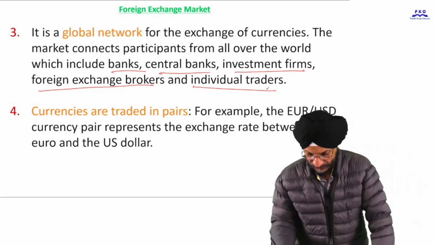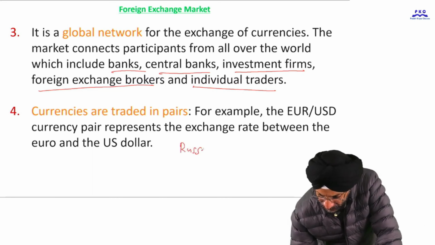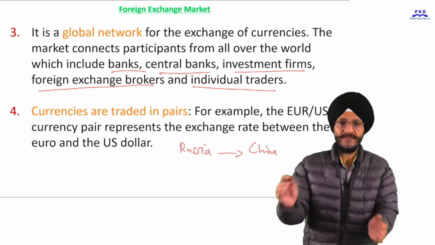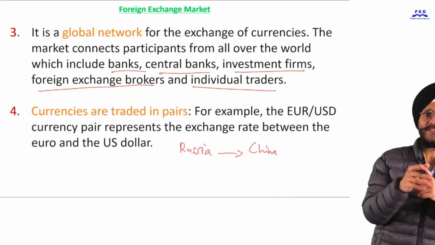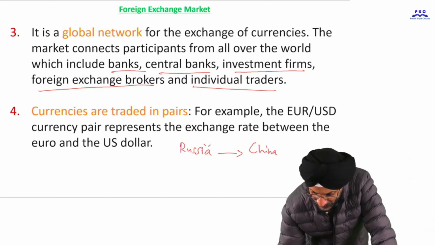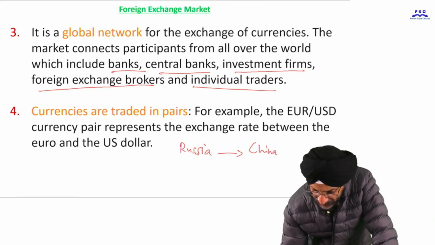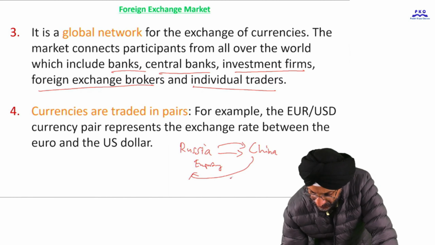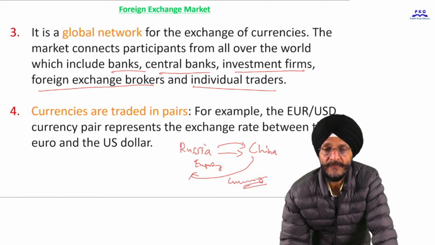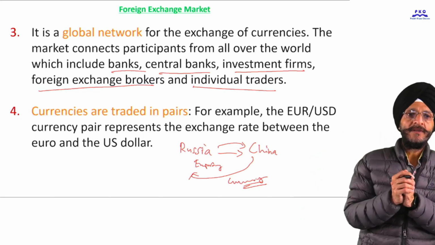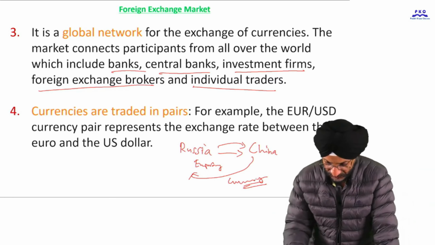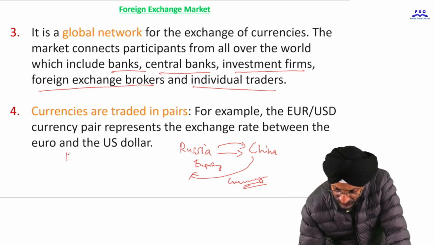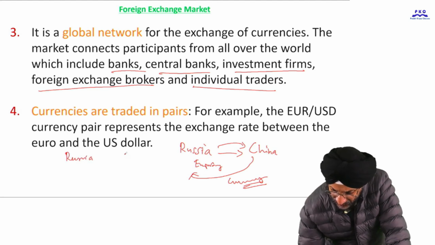Currencies are traded in pairs. What does it mean? Suppose we are living in Russia, and we are having trades with China. Some sort of buying and selling, import and export happens between Russia and China. If we are living in Russia, we may be exporting certain things to China. In return, China will be giving us currency. In which currency? As may be agreed by the businessmen, either in rubles or in Chinese currency. So what happens? Sometimes, say, living in Russia again, we want to visit China.